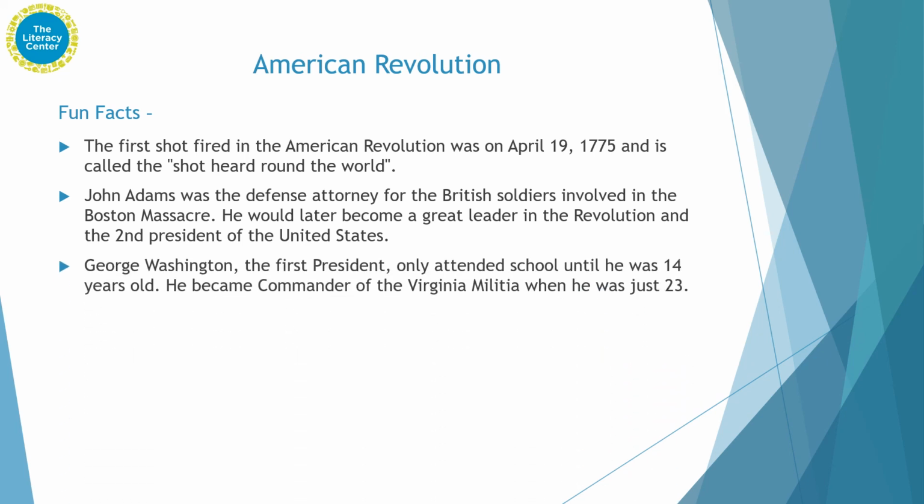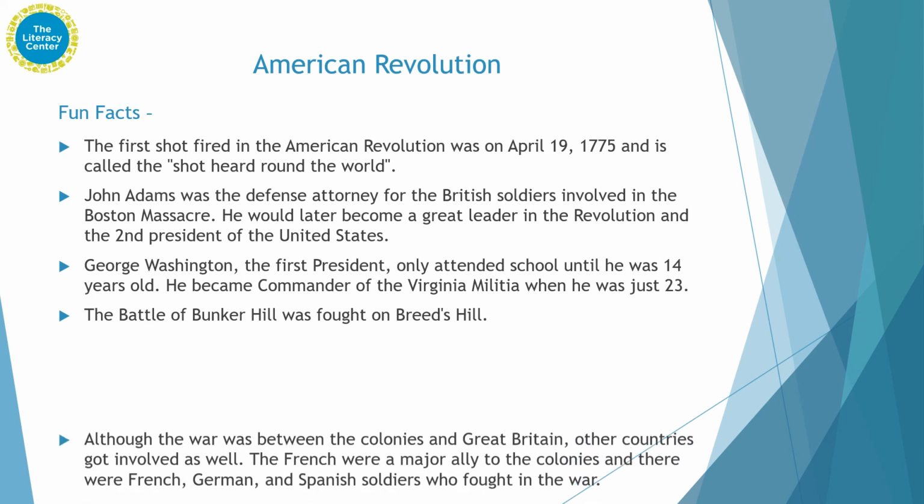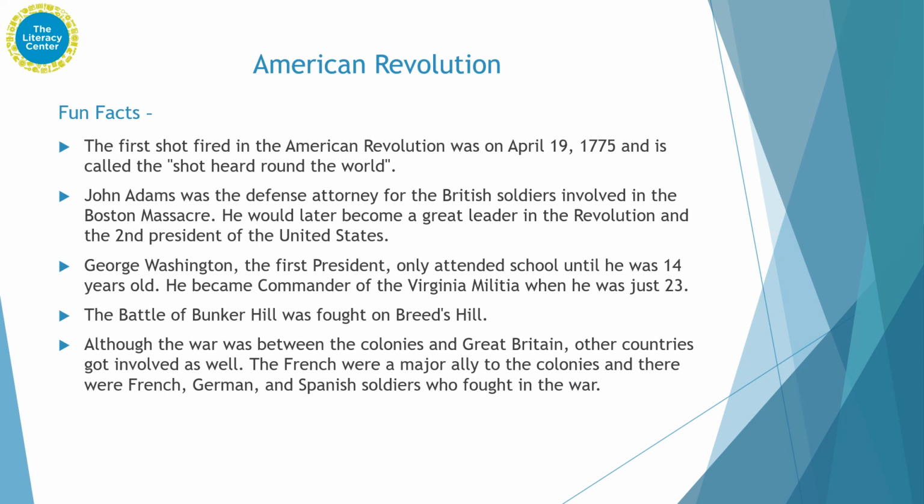George Washington, the first president, only attended school until he was 14 years old. He became commander of the Virginia militia when he was just 23. The Battle of Bunker Hill was fought on Breed's Hill. Although the war was between the colonies and Great Britain, other countries got involved as well. The French were a major ally to the colonies, and there were French, German, and Spanish soldiers who fought in the war.